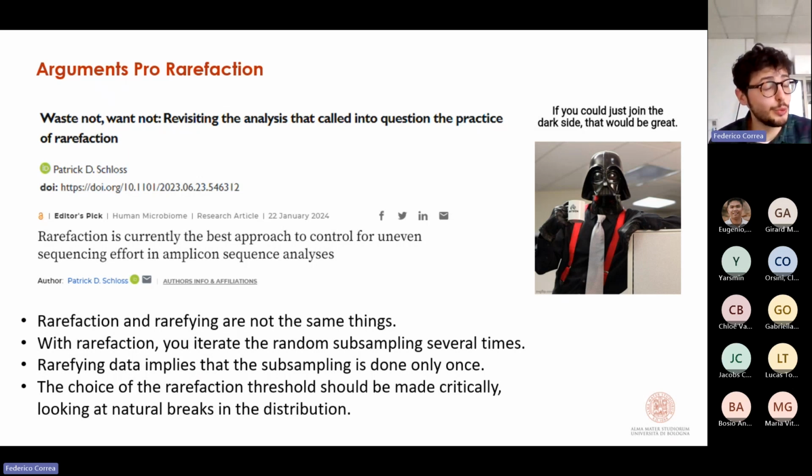Because rarefaction is when you do random subsampling several times, like 100,000 times. This will allow you to have a mean abundance for each bacteria and a standard deviation. While rarefying is completely different. It's doing rarefaction, but only once.